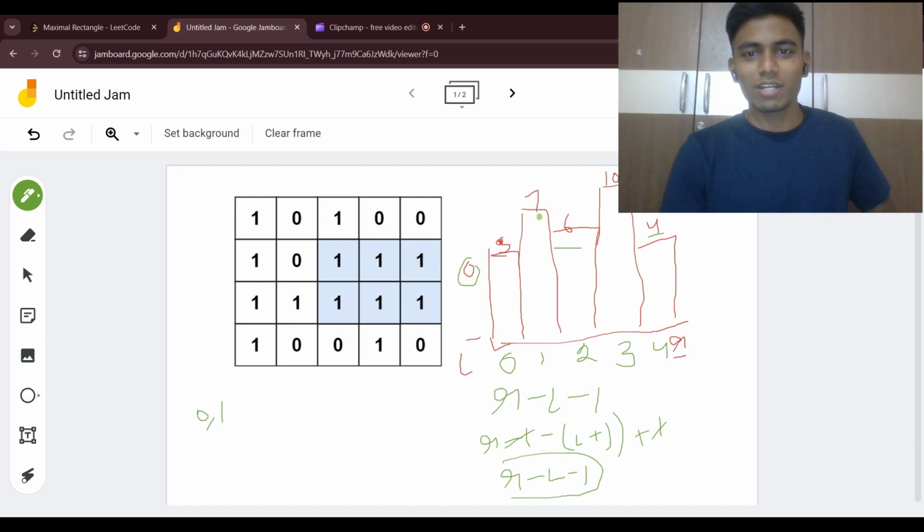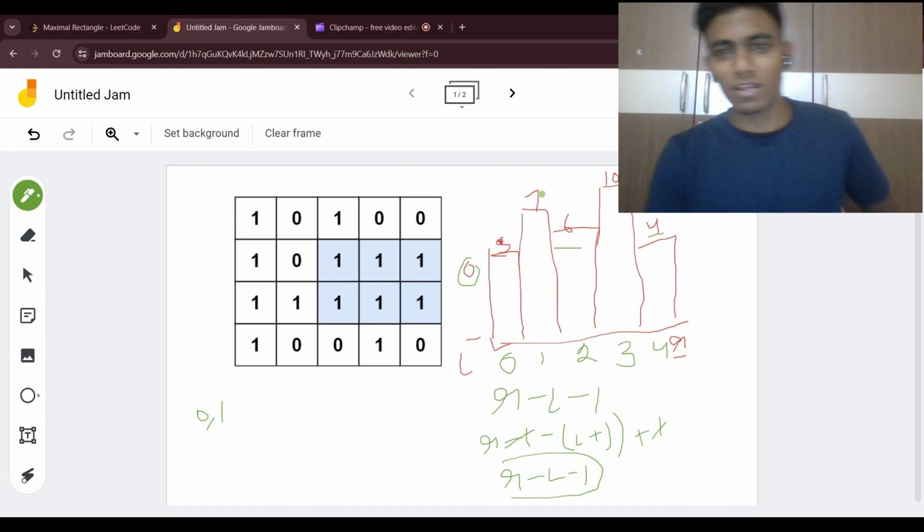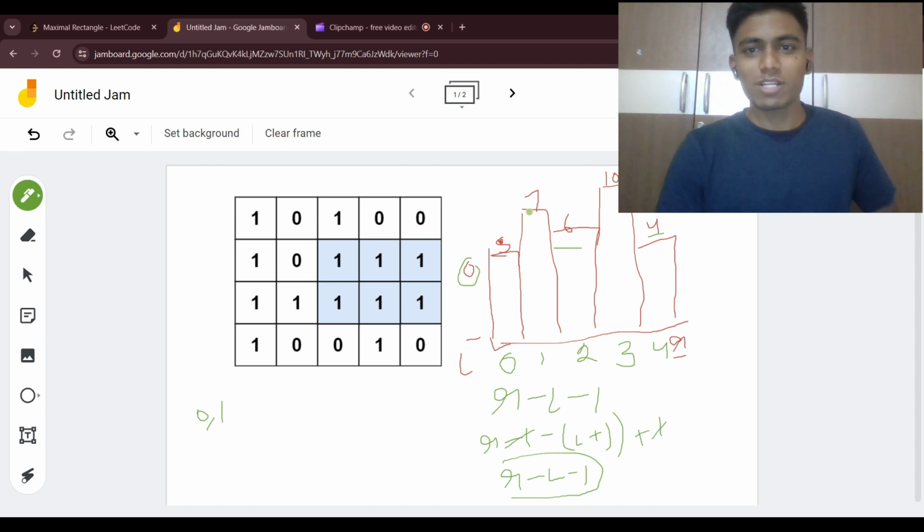Why are we taking out this particular 7? Because suppose, let's say, we consider this particular rectangle, we cannot consider 7 height other than this particular 6. Because suppose we take this particular rectangle, I want the height of 7, then we cannot get that from here itself, and then we cannot get here as well. So that's why we are going to remove this particular 7.